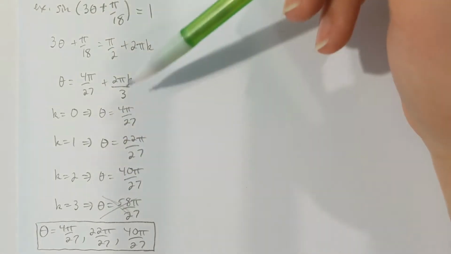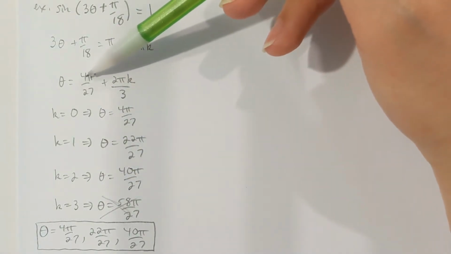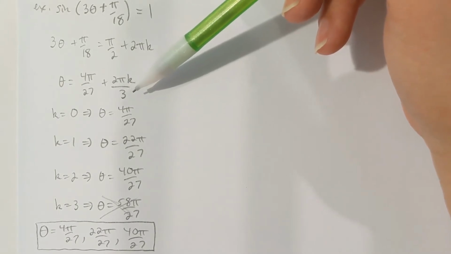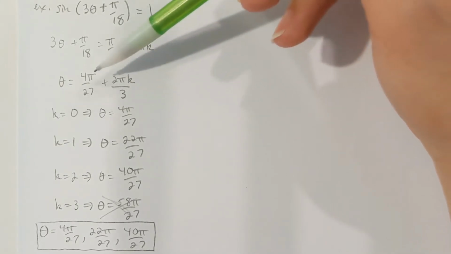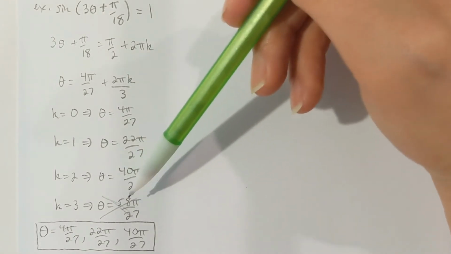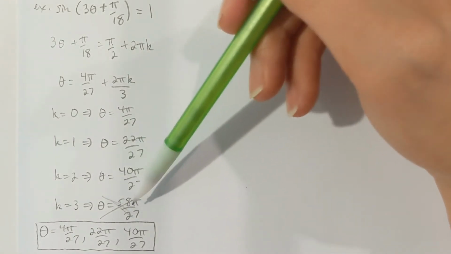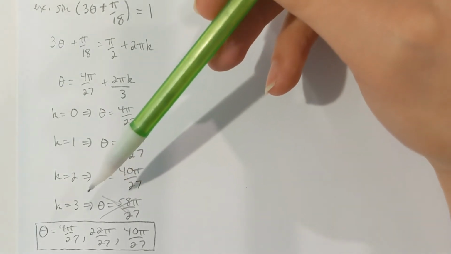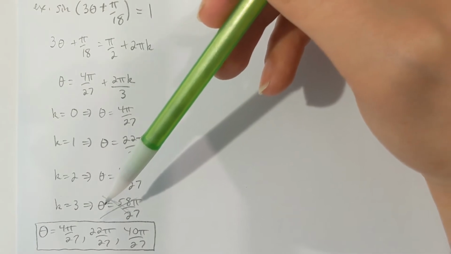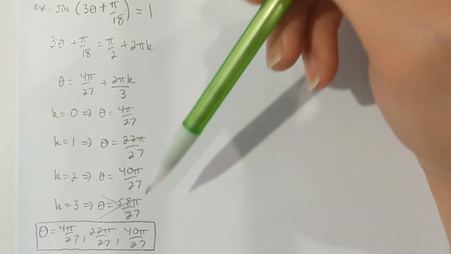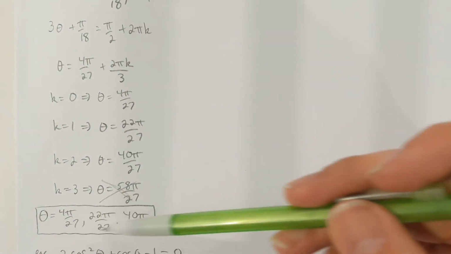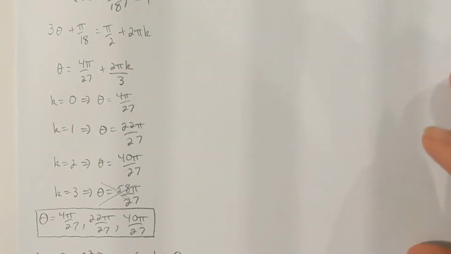If k is 3, the 3's will cancel here, and you're looking at 4 pi over 27 plus 2 pi. 2 pi is the same as 54 pi over 27, plus 4 pi over 27 gives you 58 pi over 27. That is now bigger than 2 pi, so you're going to disregard that number. Any k value bigger than 3 is going to mean that you're now producing a theta value that is bigger than 2 pi, so we don't have to check any further here. It looks like these 3 angles would be the 3 solutions to the problem.